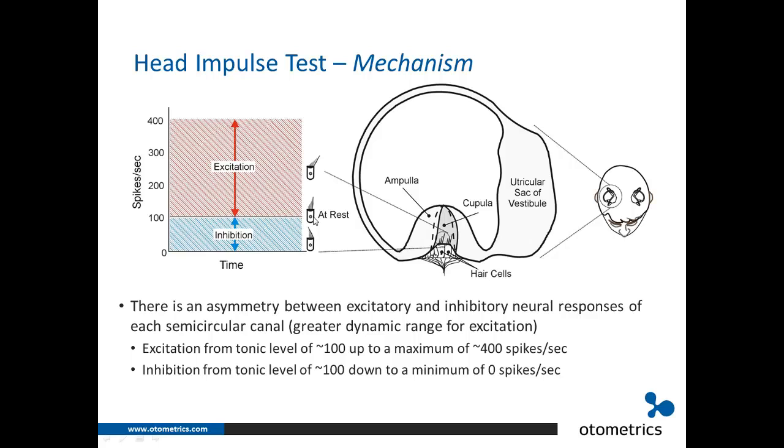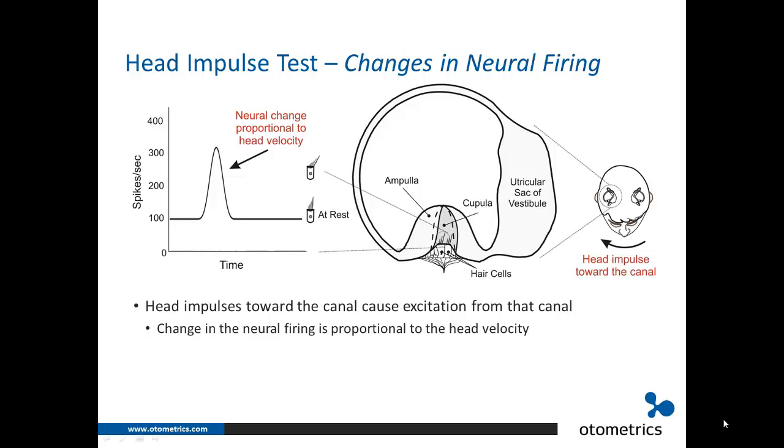This asymmetry is the basis of the well-known Ewald's second and third laws, which stress the difference between the dynamic ranges of the excitatory versus inhibitory responses. The asymmetry between excitatory and inhibitory responses affects how the semicircular canals respond to movements in different directions.